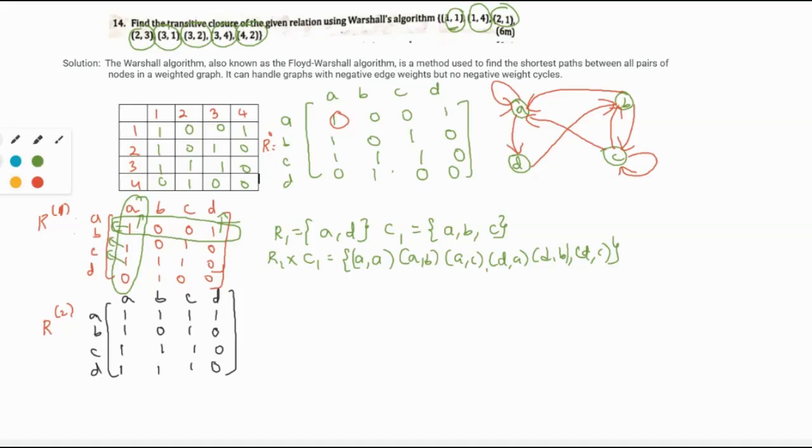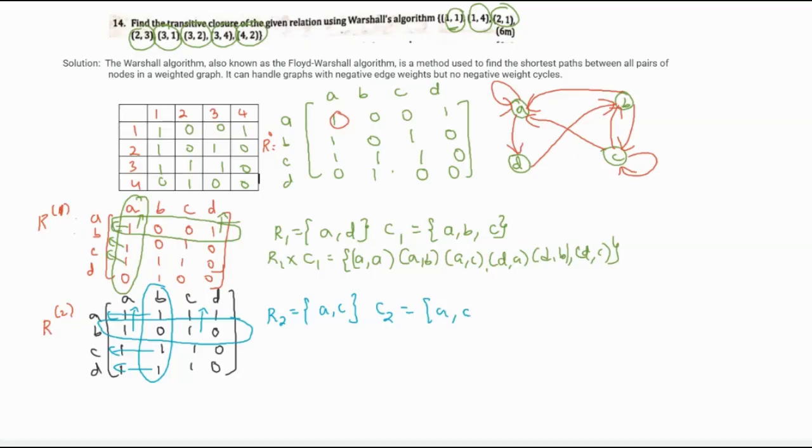Now in the new one, we are going to select the second row and second column, R2. So now find for R2. For R2, where are the elements we have? For A, it is for C. So it will be A, comma C. Then for C2, where are the elements? It is for A, then we have it for C, and we have it for D. That is C2 is A, C and D.